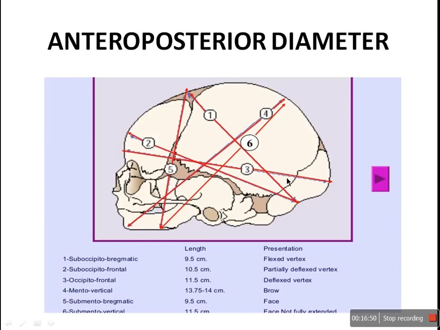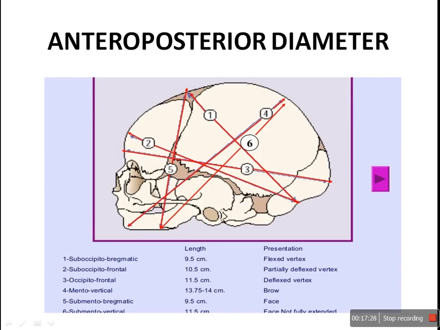Why this diameter is important: when the head of the baby comes into the pelvis, this diameter is very important, because when the angle of the head of the baby is changing, the diameter also changes. If the baby flexes or extends its head, the diameter will be different. Okay, leave it. Just understand the diameters for exam purposes.